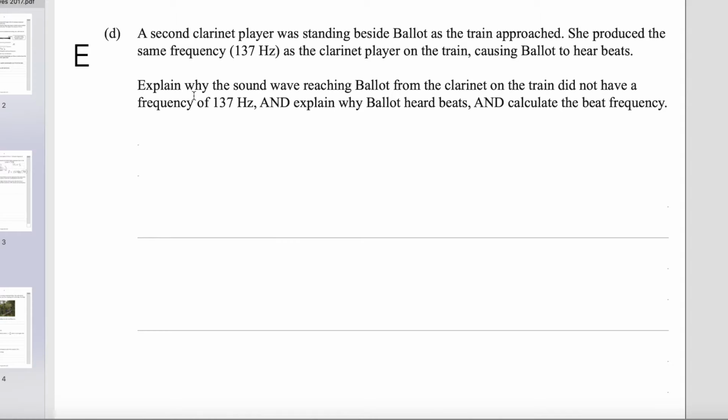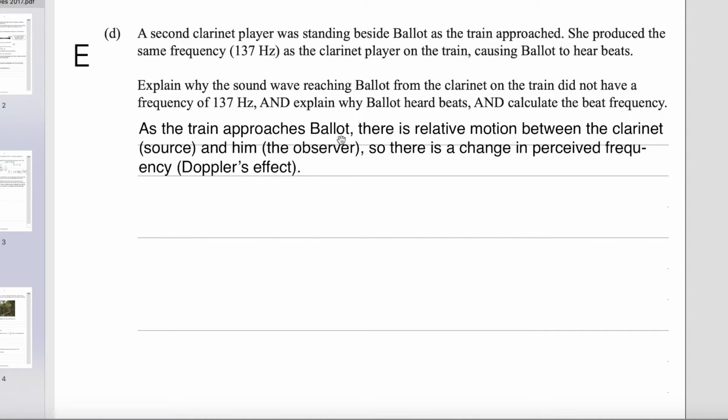The first one, explain why the sound wave reaching Ballot from the clarinet on the train did not have a frequency of 137 Hz. Well, I think the easiest way to start this sort of answer off is to explain Doppler. So as the train approaches Ballot, there is relative motion between the clarinet and him, the observer. So there is a change in perceived frequency, and that's basically Doppler's effect.